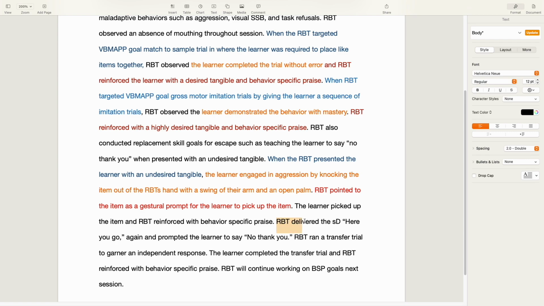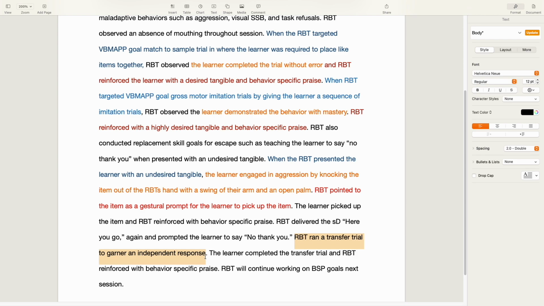RBT delivered the SD, here you go again, and prompted, you're gonna do it again and give them the correct response. And prompted the learner to say, no thank you. This is an antecedent, right? Oh, well, this is not ABC, so this is something else. This is what the RBT did. This is the RBT correcting the behavior, right? This is just correction. So this is correction, this is teaching. RBT ran a transfer trial to garner an independent response.